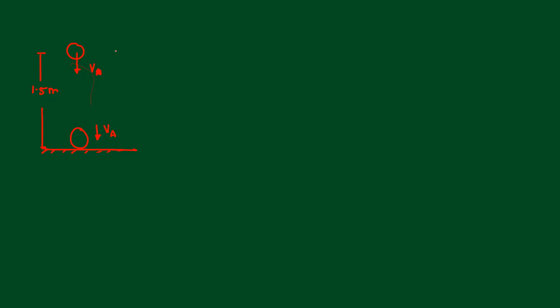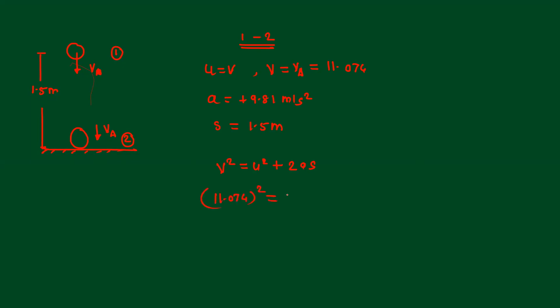Now consider this position as 1 and this as position 2. For the position 1 to 2, the initial velocity is v. Final velocity is va, which is equal to 11.074. Acceleration is positive, 9.81 meter per second square. Displacement s is 1.5 meter. Now use the equation v square is equal to u square plus 2as. So 11.074 squared equals v square plus 2 into 9.81 into 1.5, where v is unknown. From this we will get the velocity v.